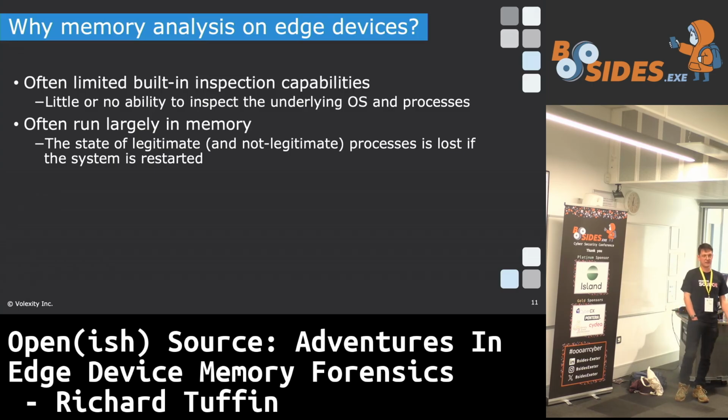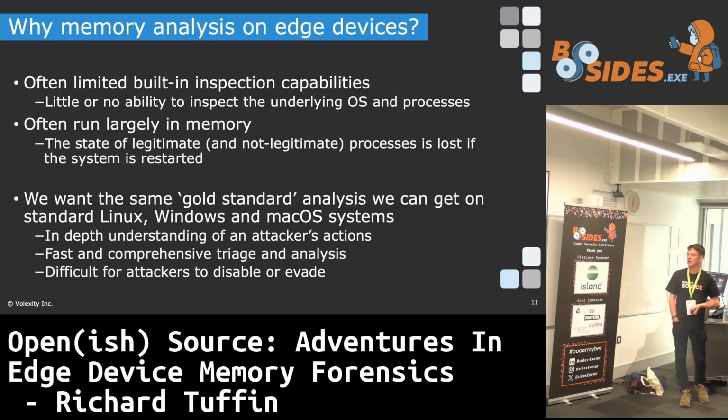You've got whatever the vendor chooses to log, which is typically not an awful lot. So we really like the same kind of gold standard memory analysis we get on standard Linux, Windows and Mac OS systems. We want a really in-depth understanding of what the attacker's done on this system. We want to be able to triage really quickly. One of the nice things about memory analysis is you can very quickly include or exclude a system and say, yes, I'm pretty confident from what I can see, nothing malicious has happened here, let's move on.